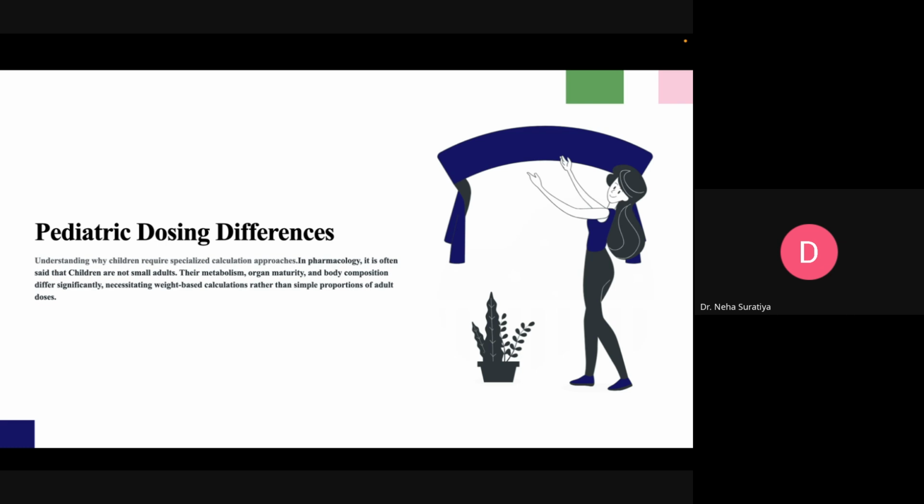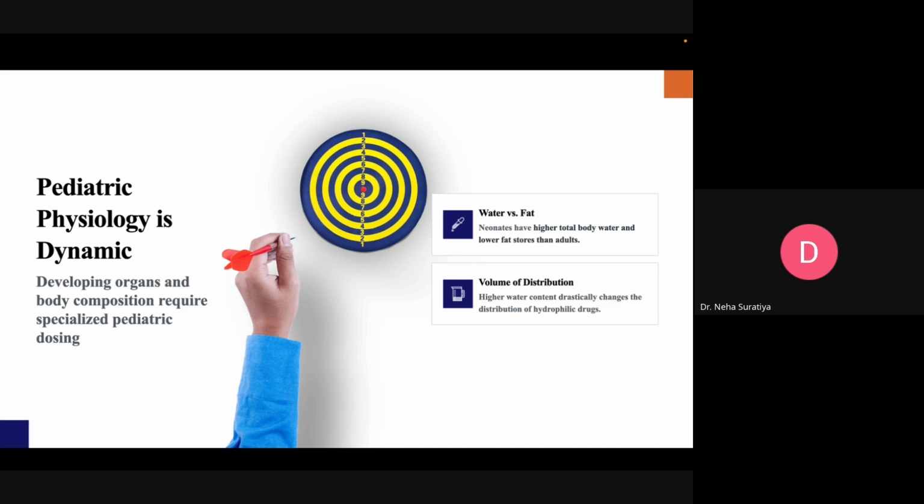And one question was there from your side, body composition. So we'll discuss in this topic how body composition further affects dosing. See this, pediatric physiology is very dynamic, guys. This slide explains why pediatric dosing is so sensitive. We need to understand water versus fat. Neonates have high total body water and very low fat stores. Volume of distribution is another concept to understand. Hydrophilic drugs, aminoglycosides for example, can distribute more widely, but they require higher mg per kg doses, with caution if you are using them.